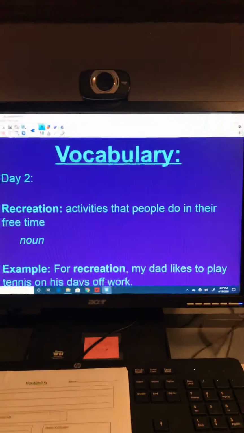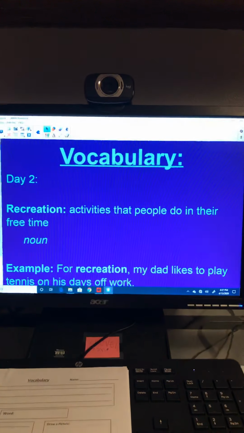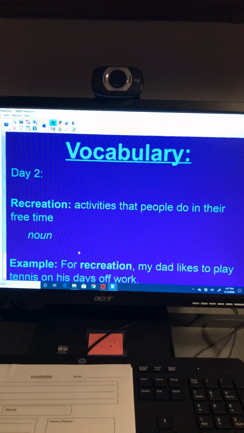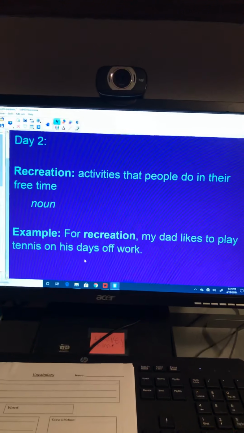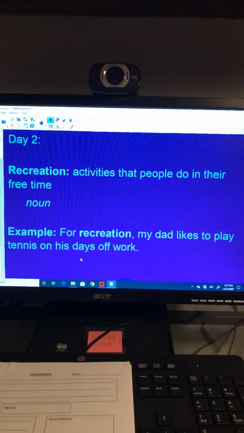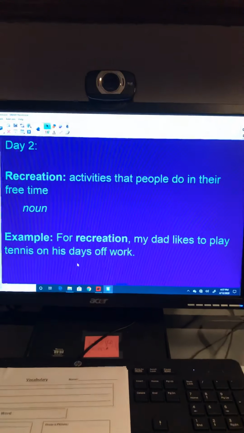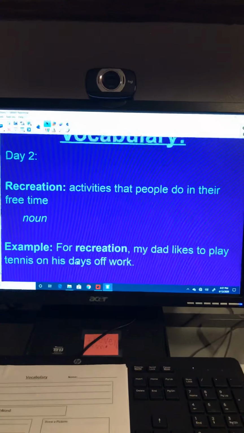So your vocabulary word for today is recreation. Recreation are activities that people do in their free time, and it's a noun. It says, for recreation, my dad likes to play tennis on his days off work. So what do you like to do in your free time?